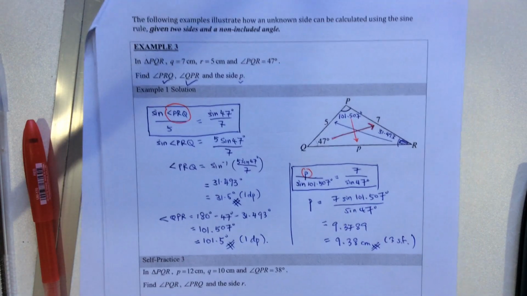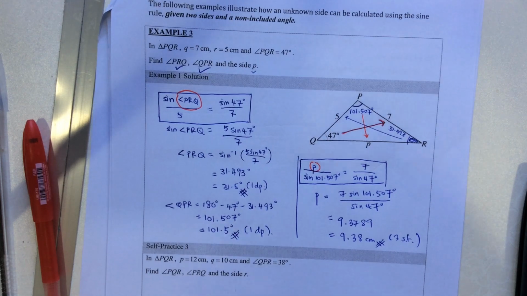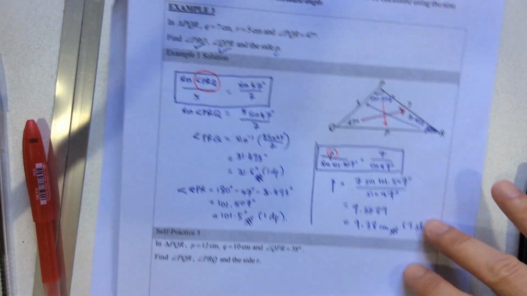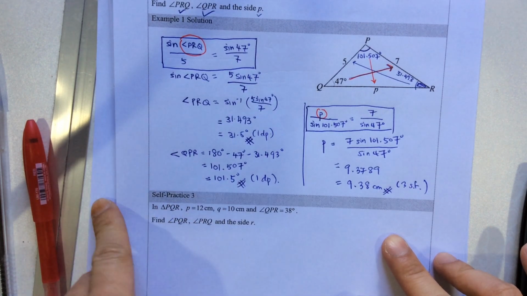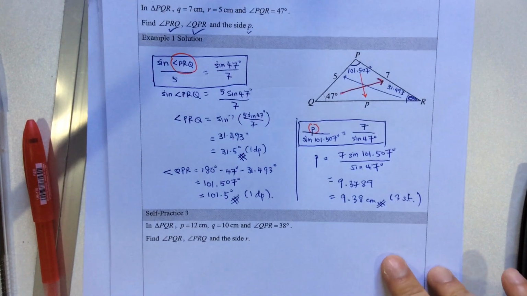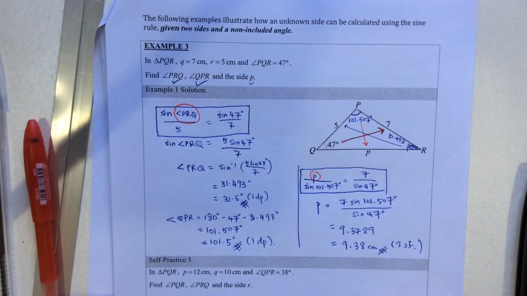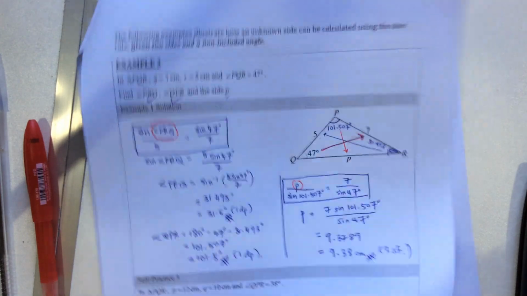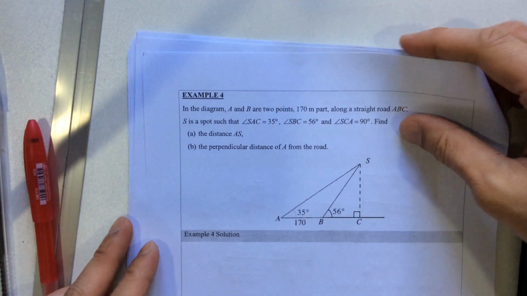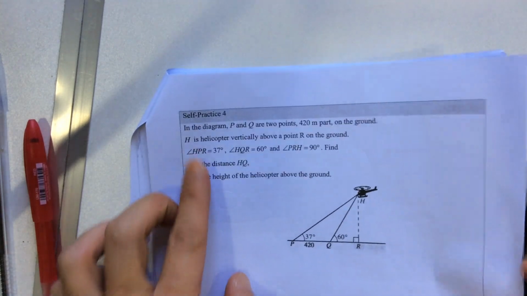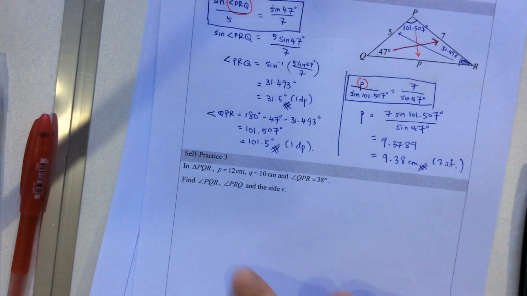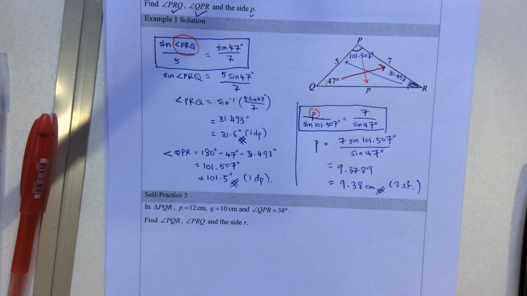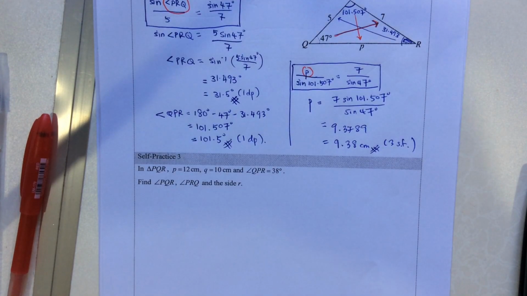Okay, so I want you to do for the rest of the period the self-practice 3. So this is self-practice 3. In the previous pages you have self-practice 1, 2 and 3, and I will get back to you in the next day or in the next lesson. Okay, and if you are fast, you can actually try example 4 and self-practice 4 on your own first. Okay, so for tomorrow's lesson, please do self-practice 1, 2 and 3 and get ready for the next day's lesson. Thank you.